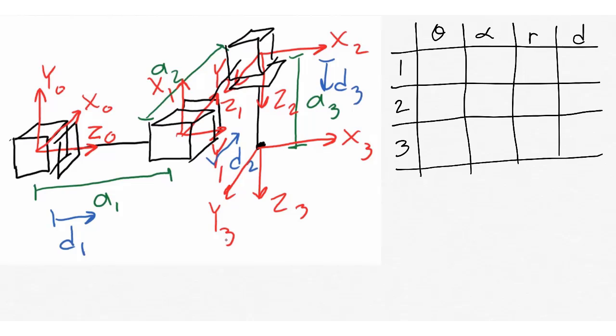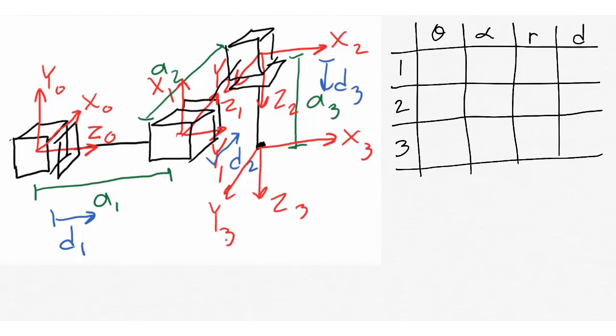Let's start with theta. Theta is defined as the rotation around Zn-1. It has to include the part of the rotation that's due to the joint variable, and also any additional rotation that's needed to get the xn-1 axis to match the xn axis. So in row 1, I'm looking at the difference between frame 0 and frame 1. I have no rotation due to the joint variable because this is a prismatic joint. However, I do have some rotation that is required to get frame 0 to match frame 1.